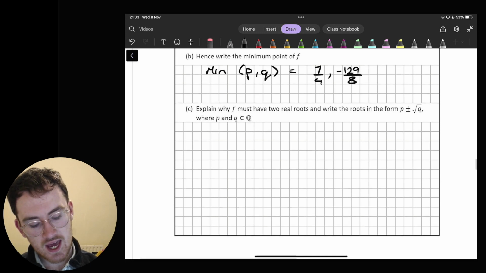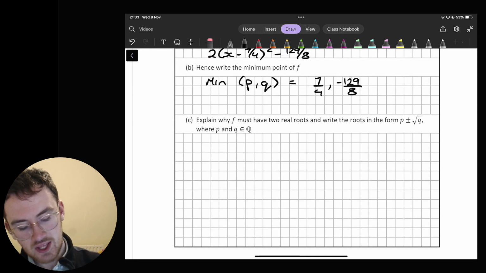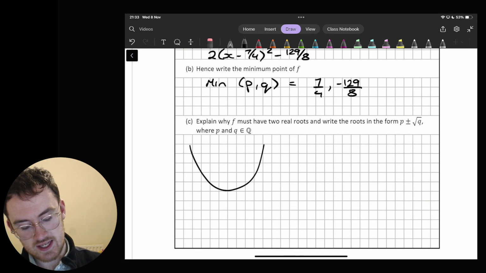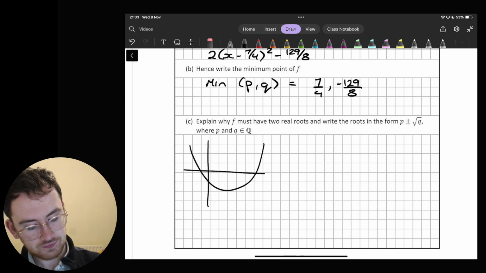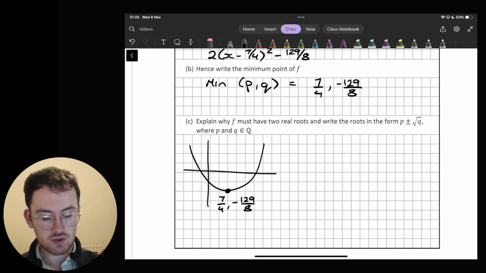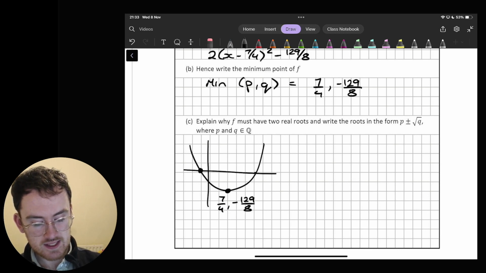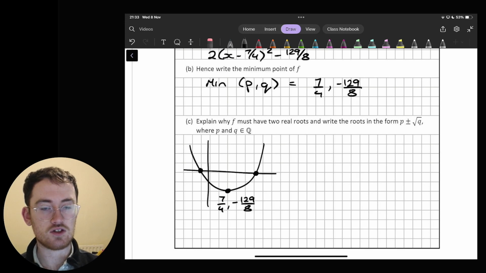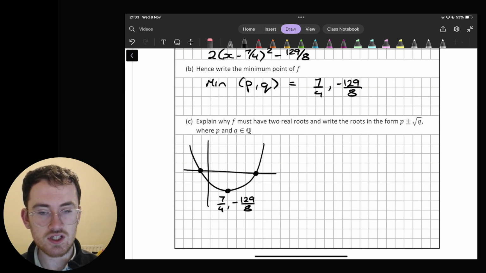Okay, why does it have to have 2 real roots? Well, the reason that we know it has to have 2 real roots is if we draw a little sketch of our graph. This is my minimum point. It's the point 7 over 4, minus 129 over 8. Because it's that low down, we're surmising, because we know it crosses the x-axis, it has to cross the x-axis at 2 points. It couldn't have a repeated root, and we know that it does cross the x-axis.